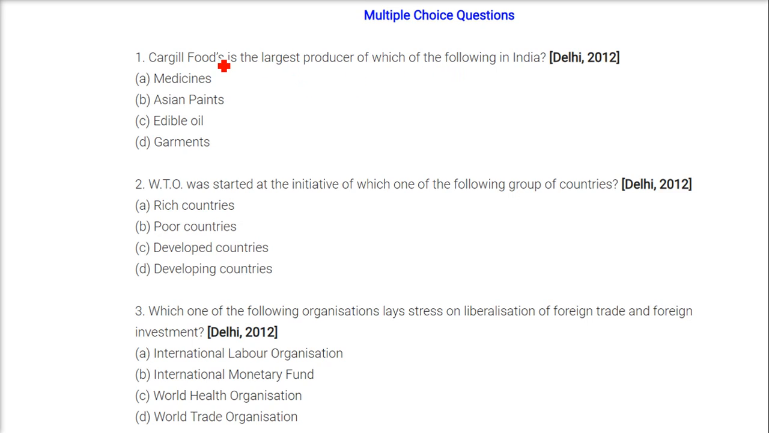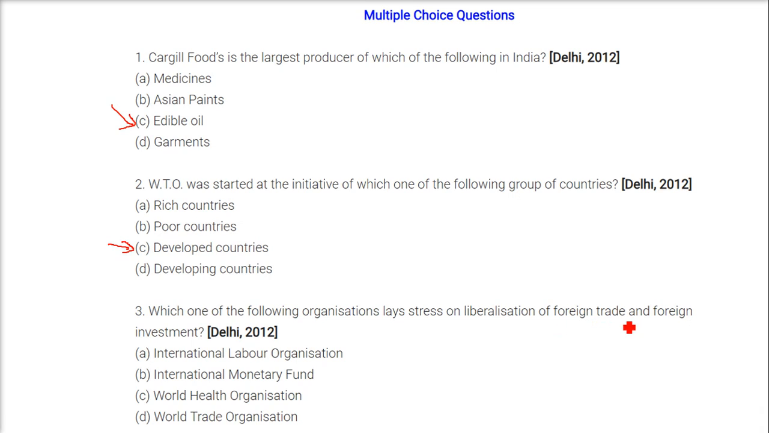We have now the multiple choice questions. Cargill Foods is the largest producer of which of the following in India? The answer is edible oil, cooking oil, eating oil. WTO, World Trade Organization, was started as the initiative of which one of the following groups of countries? The answer is developed countries.